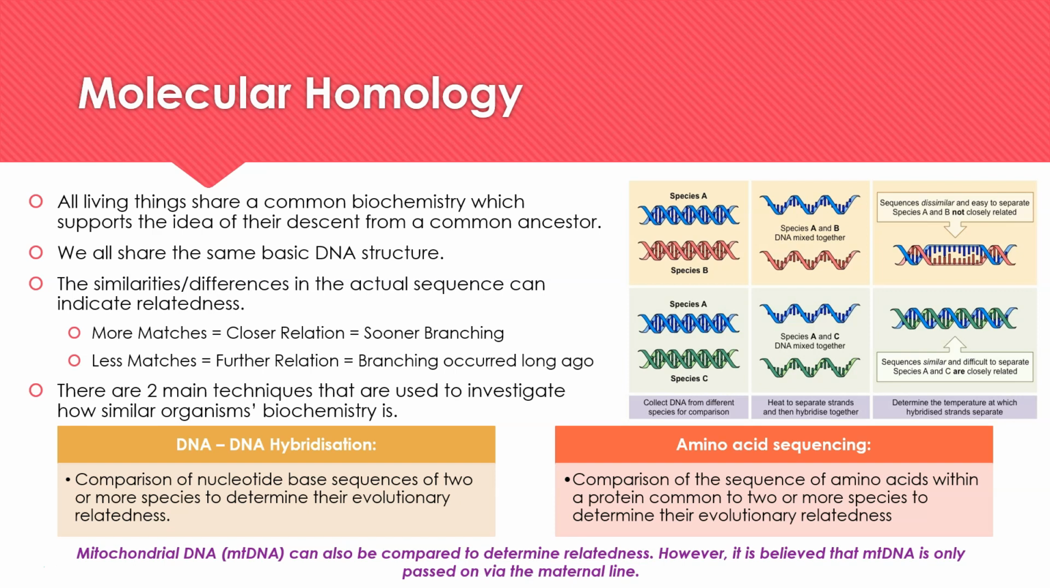If that's a really high temperature, you know there were lots of bonds that it had to break, and you need a lot of energy to do that. And if there's a lot of bonds, that means there's a lot of matches, that means they're really closely related. On the other hand, if you didn't need as much energy and it's a lower temperature, that would indicate you had less bonds to break, and therefore it is a more distant relationship. And so you can use that to work out how closely related things are.